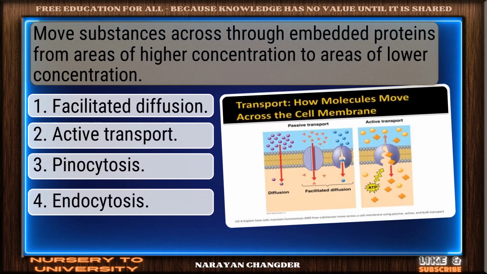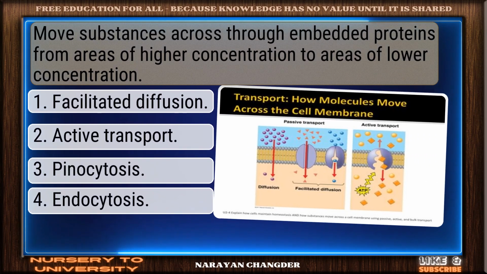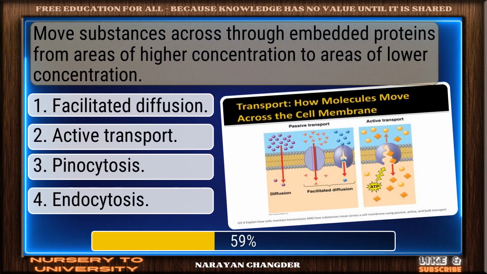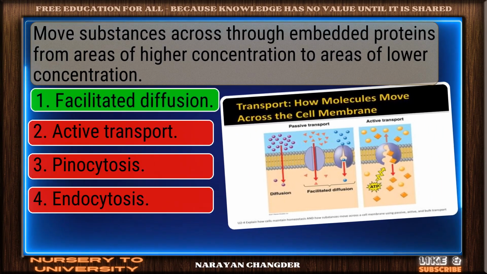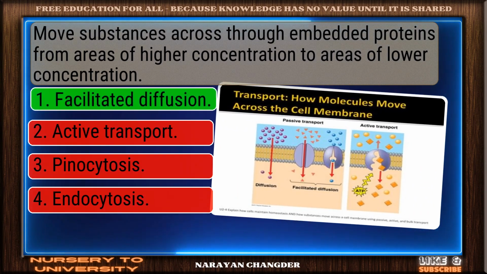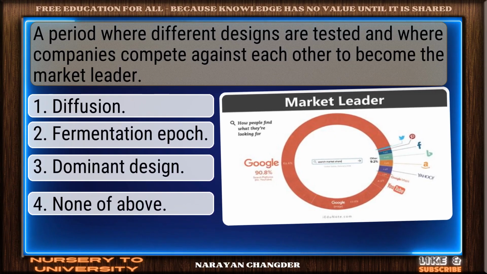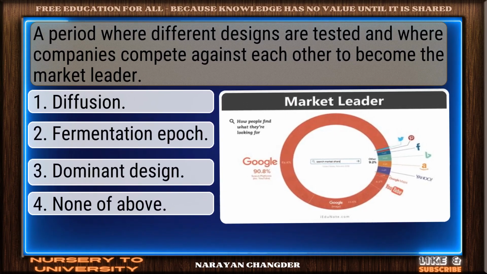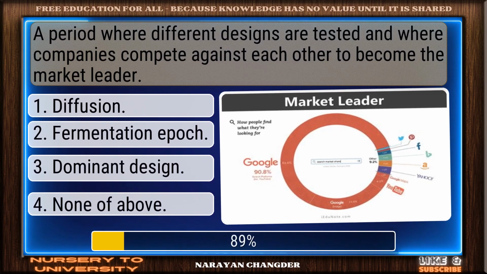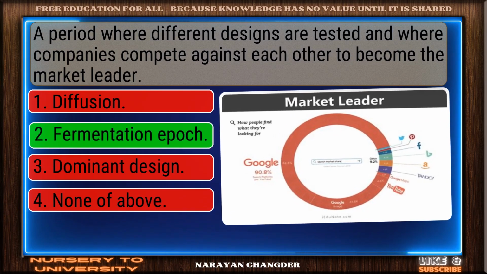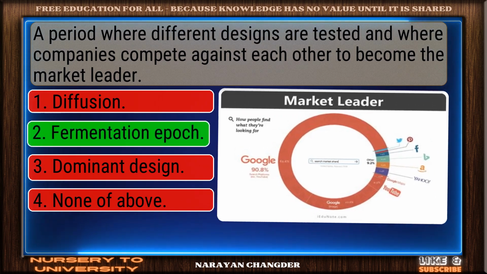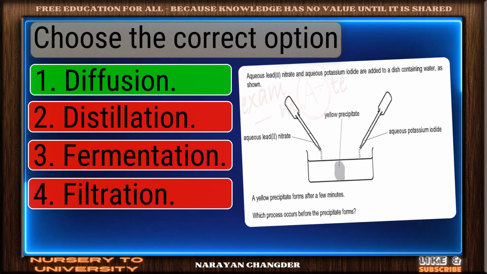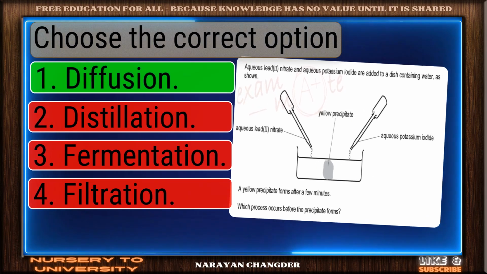Move substances across through embedded proteins from areas of higher concentration to areas of lower concentration. You're right. Facilitated diffusion is the correct answer. A period where different designs are tested and where companies compete against each other to become the market leader. Perfect. Fermentation epoch is the correct choice. Choose the correct option. Sharp thinking. Diffusion is the right choice.